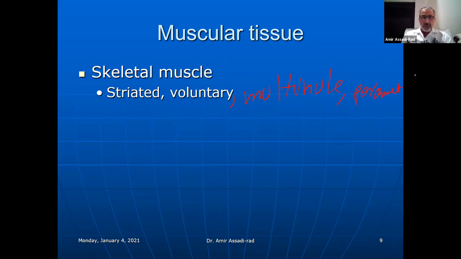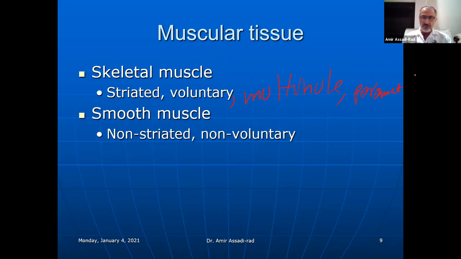And then smooth muscle has one nucleus per cell, and it's not striated and not voluntary. You do not have control over it. Your intestine, your blood vessels, you do not have control over them. Smooth muscles are on your trachea. So people who get asthma, those smooth muscles contract without their control. It has one nucleus, and it's not striated, and that's all we said.